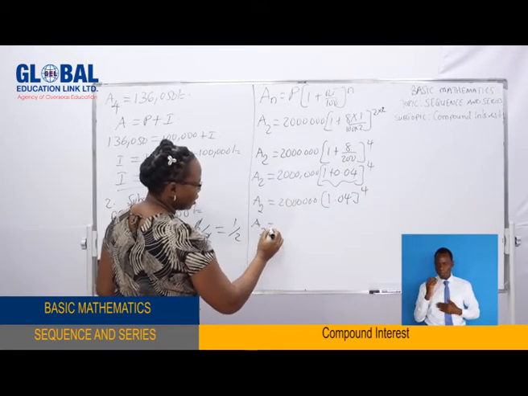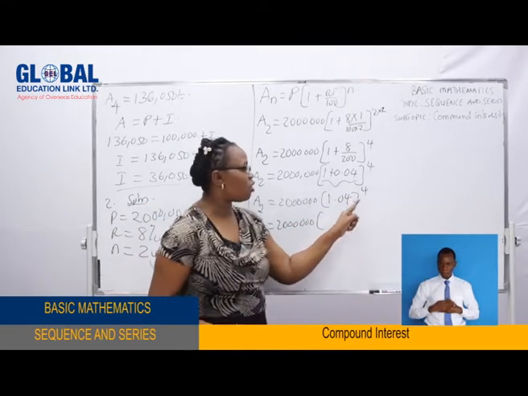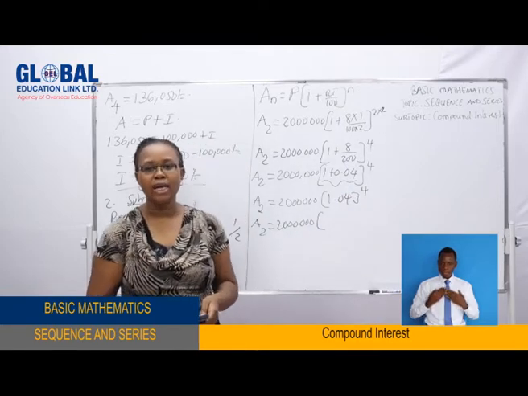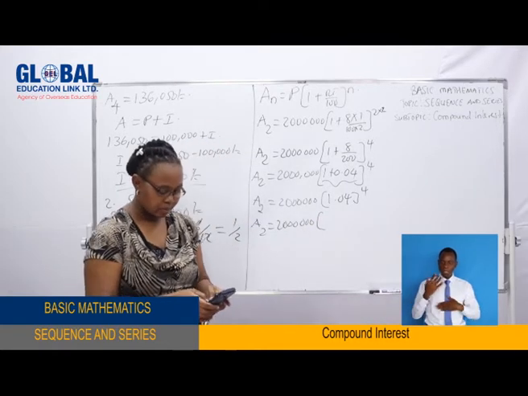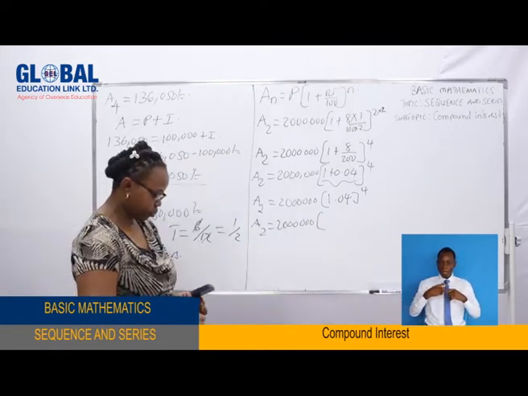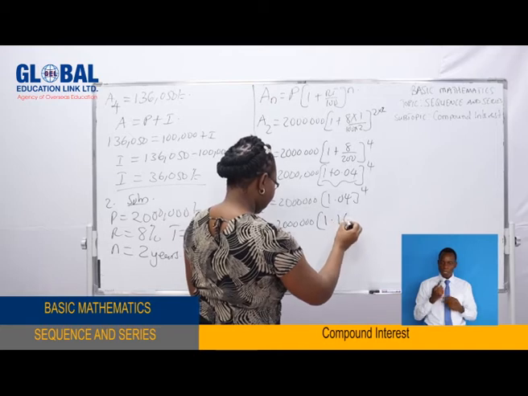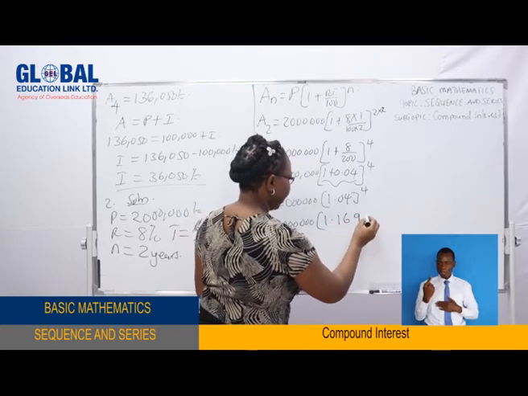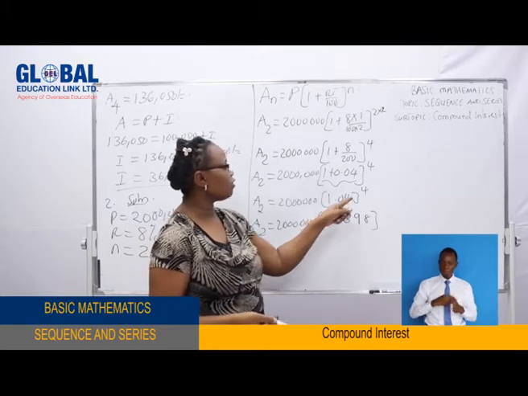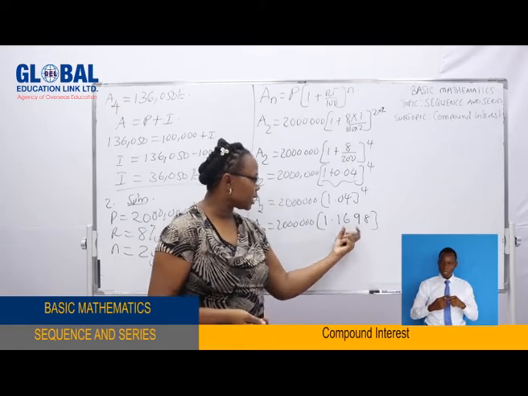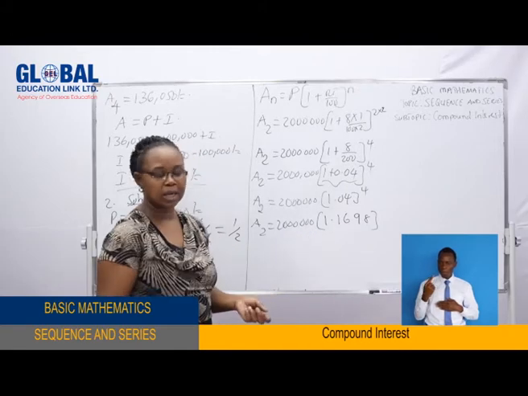By calculating it, we have 2 million times 1.04 power 4. By using a calculator or by multiplying this number 4 times, we will obtain 1.1698. So, my dear students, after calculating 1.04 power 4, the answer inside the bracket will be 1.1698. Then we multiply by the number outside the bracket.